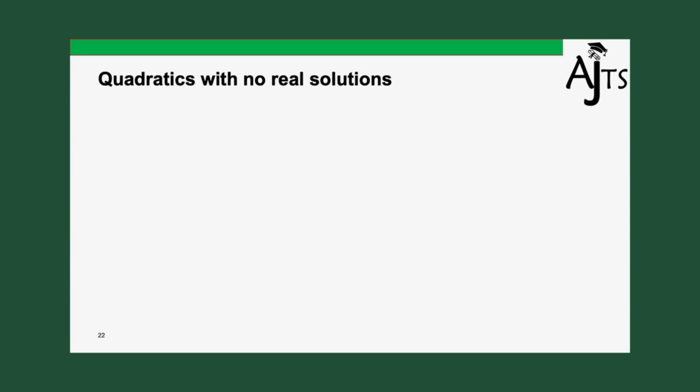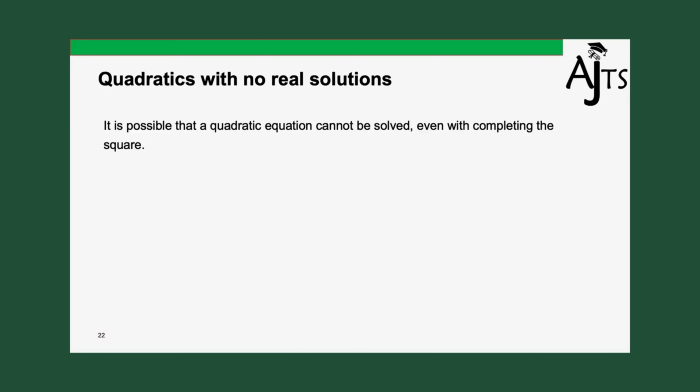For our final section of this video, we are going to look at quadratics with no real solutions. That is, there are no x-intercepts. In some cases, a quadratic equation cannot be solved within the set of real numbers, even when using completing the square. This occurs when the equation has no real solutions.